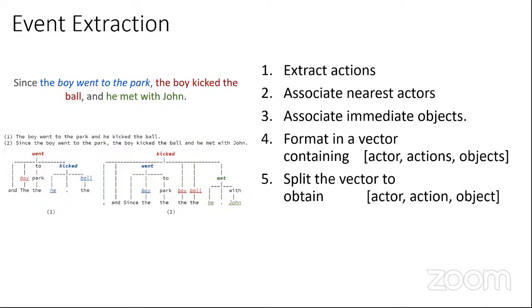And for the second example here, we also have: since the boy went to the park, the boy kicked the ball and he met with John. The same logic applies where we are associating the boy with going to the park and kicking the ball, and then finally meeting up with John. And in this case, while John is a name of a person, he is a direct object that is being affected by the action met.